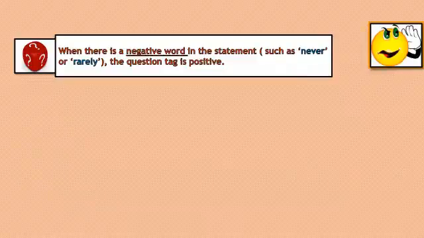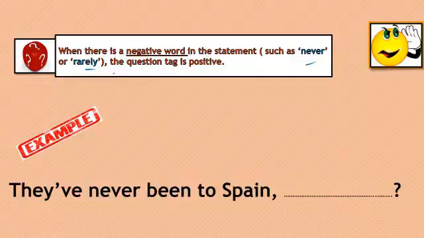When there is a negative word in the statement, such as never or rarely, the question tag is positive. Look at this example. They've never been to Spain, have they? Never, negative, so the auxiliary in the tag is positive.